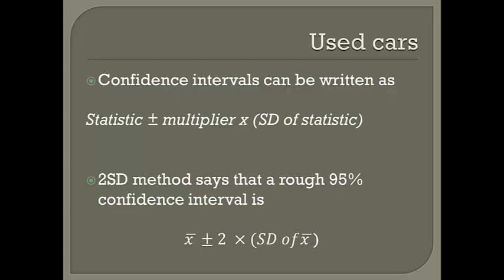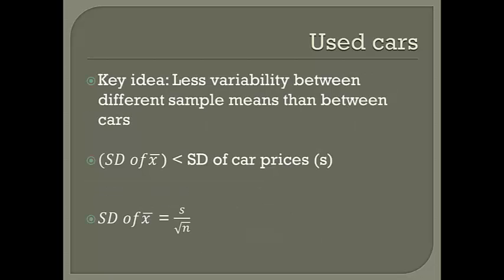Remember that a confidence interval can be written as the statistic plus or minus a number called the multiplier times the standard deviation of a statistic. The 2SD method says that for a rough 95% confidence interval, we use a multiplier of 2, and in this case, if we want to find that confidence interval on the mean, we use the sample mean as our statistic and the standard deviation of the sample means as our standard error.